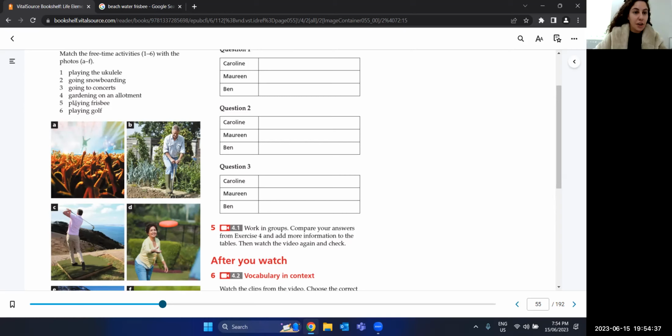We said that there's a verb, an action, playing, and then there's the noun, ukulele. Going, that's the verb, snowboarding. Going, concerts, verb, noun. Gardening, the verb, allotment, noun, land. Playing, verb, frisbee, noun, because that's what this is called. Playing, the verb, and then golf, the noun, because that's the golf.